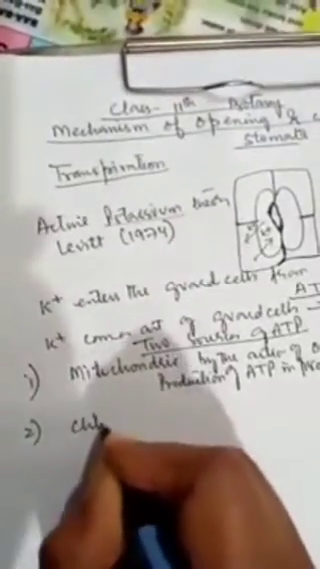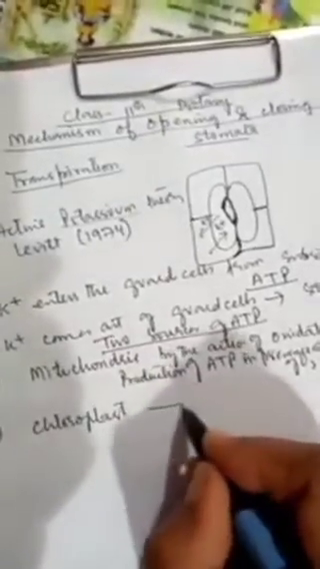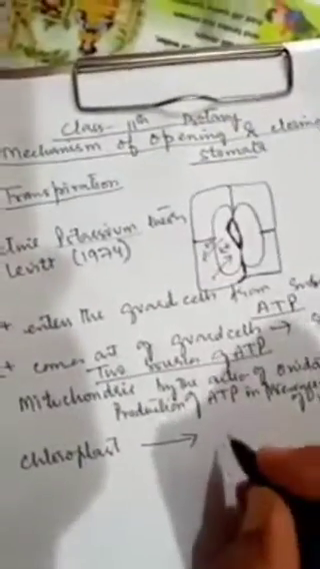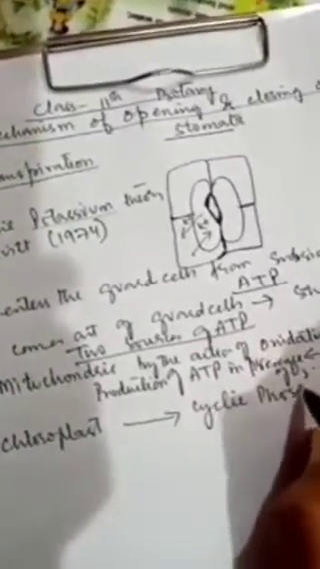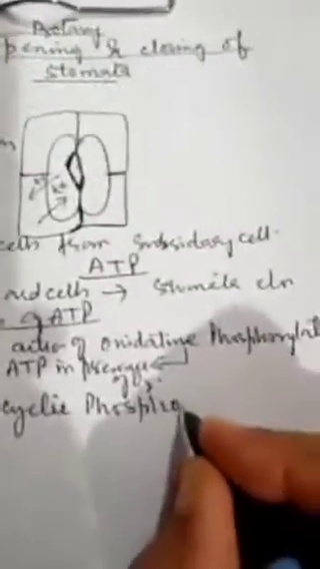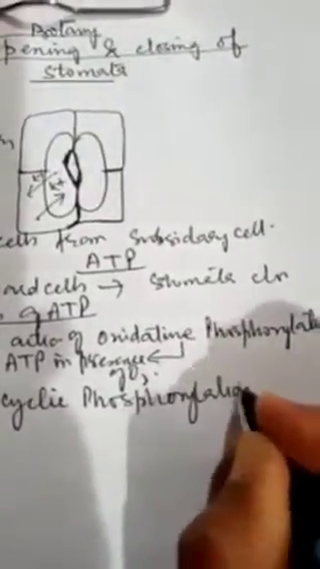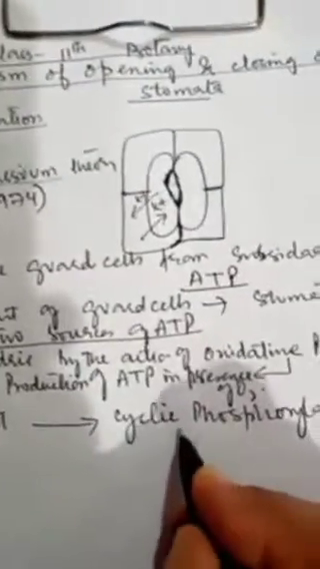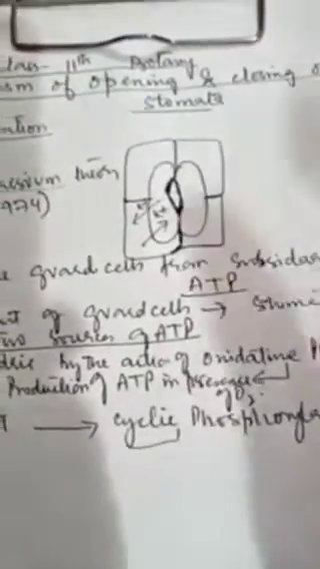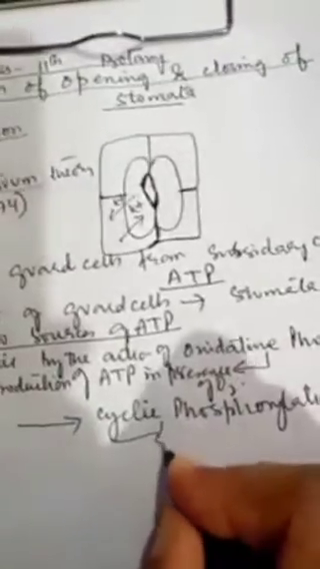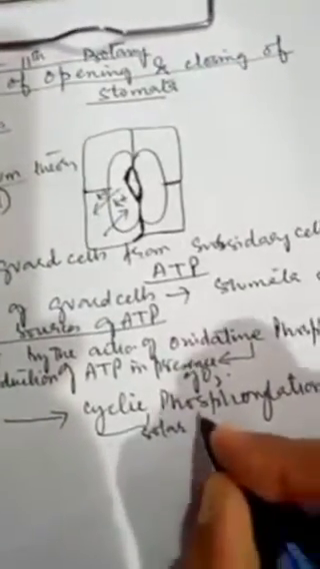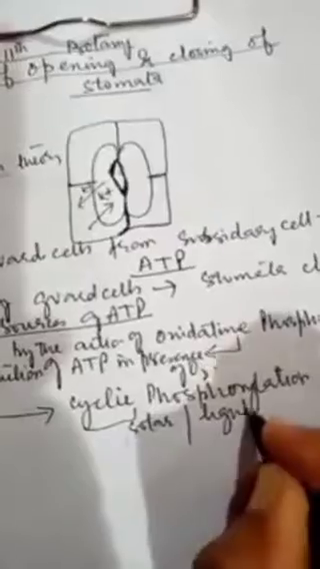The second source we have is the chloroplast. The chloroplast also synthesizes ATP by cyclic phosphorylation, and this cyclic phosphorylation makes use of solar energy, that is, light energy.